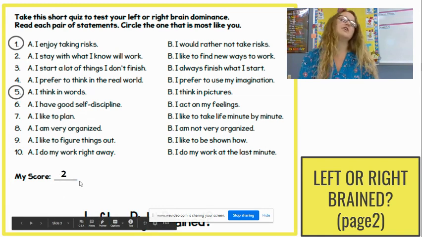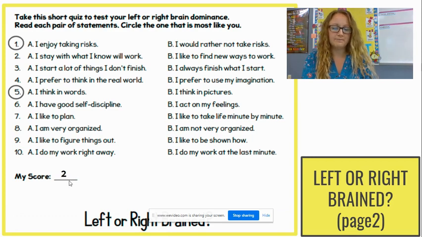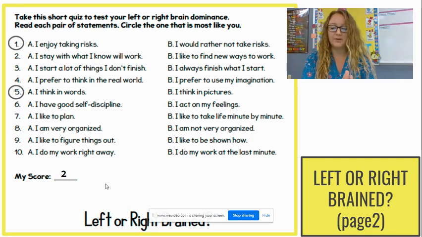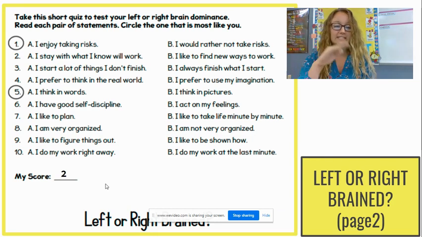And in a second, I'm going to tell you what that score means. So please write your score here. If you had 0, 1, 2, or 3, so 0 to 3 points, you are strong left-brained. Okay, and we'll go over what that means. If you had 4 to 6 points, so 4, 5, or 6, you are middle-brained. Okay, and then if you had 7 through 10 points, you are a strong right brain.